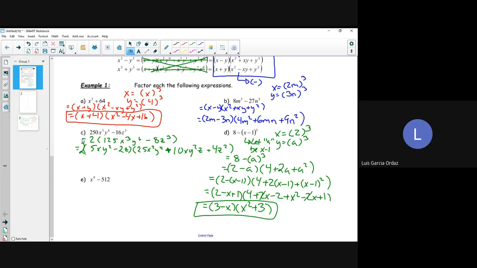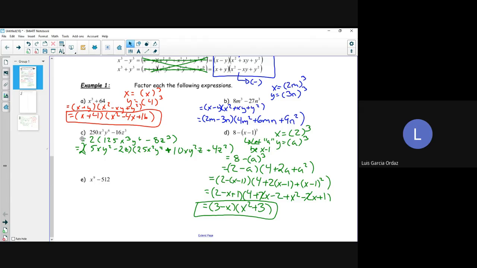So like I said, with a difference or sum of cubes, all you're using is the formulas we gave you for them. Remember, the middle sign is always opposite. So if it's a difference of cubes, your middle term when you expand is going to be positive. And if you have a sum of cubes, the middle term when you expand is going to be negative.